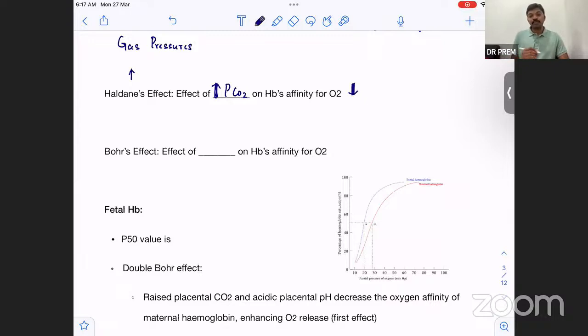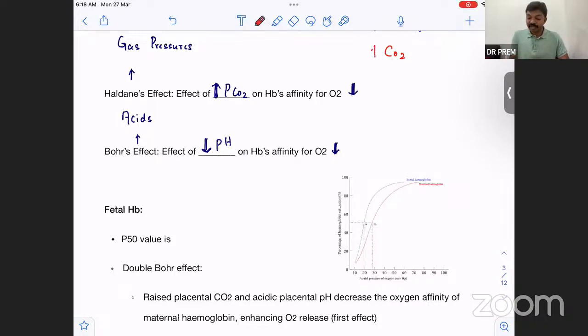On the contrary, Bohr's effect is where the influence of acids is manifested on hemoglobin and its affinity towards oxygen. So Bohr's effect is all about acids. Whenever there is a decrease in pH, doctors, acidic pH, whenever there is acidity, there is a drop in hemoglobin's affinity for oxygen. Ironically, carbon dioxide influences hemoglobin's affinity by two mechanisms, either by Haldane's effect or by Bohr's effect.